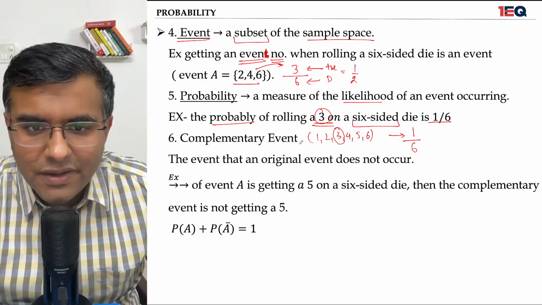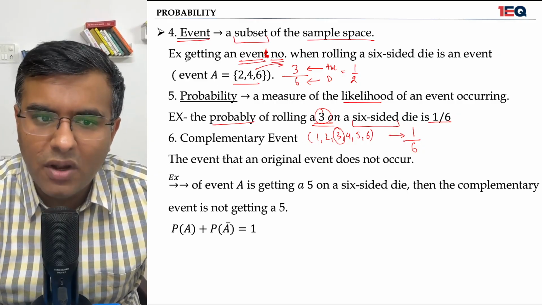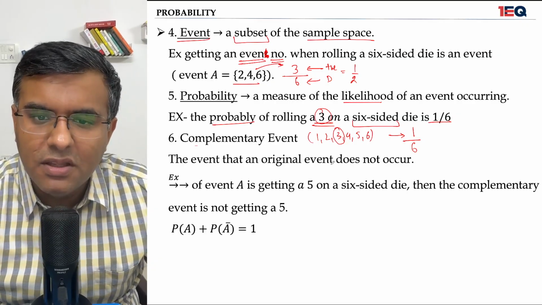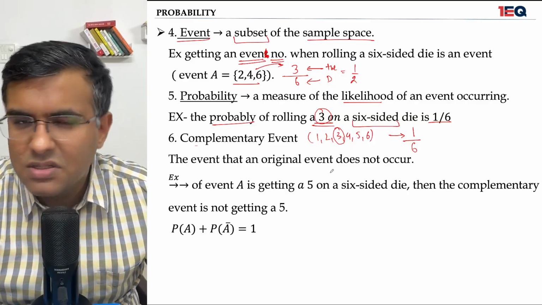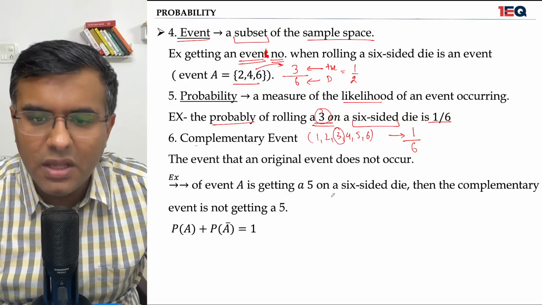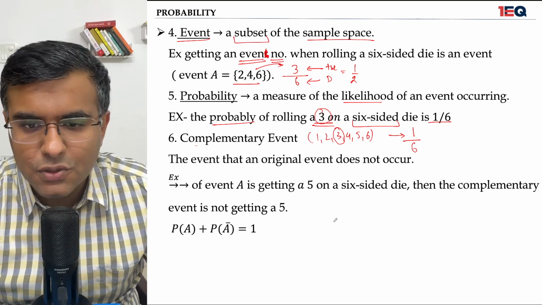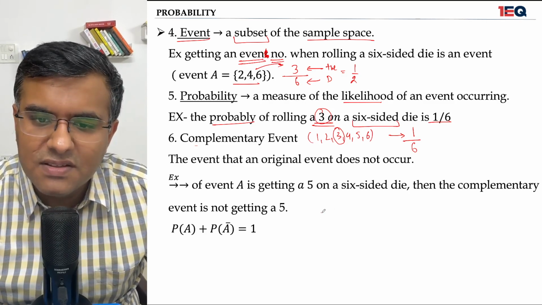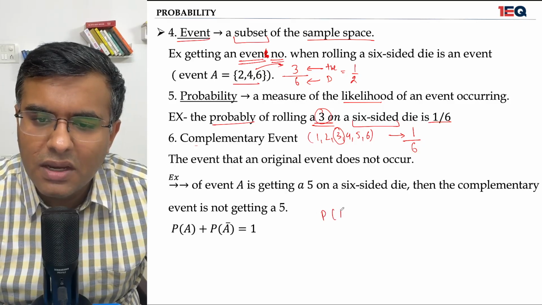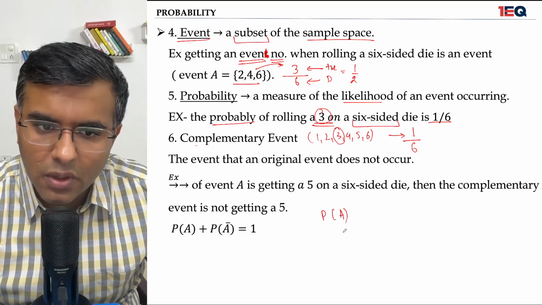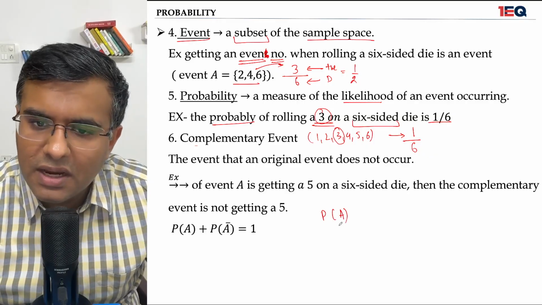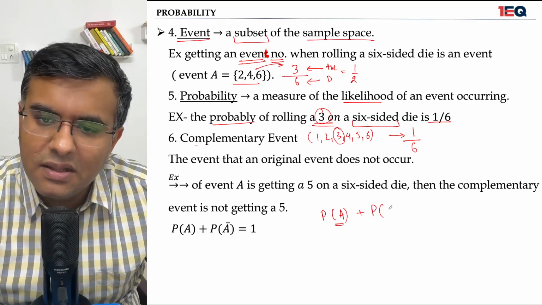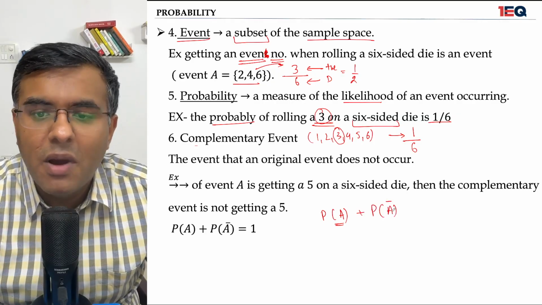What is a complementary event? First of all, we've talked about event over here in point number 4. Then we'll be talking about complementary event. A complementary event is something that happens when the original event does not occur. Let's assume that you are a very sincere student. The probability of you learning at school is A, and the probability of you not attending school and still learning at home is A bar.